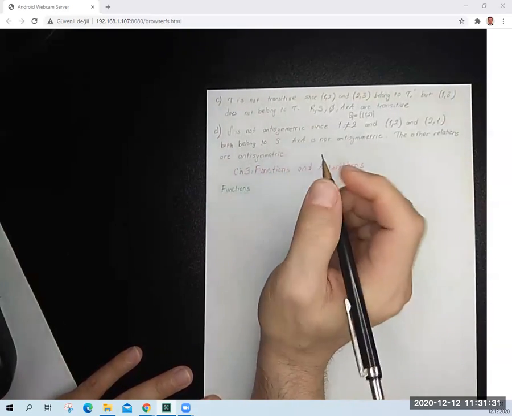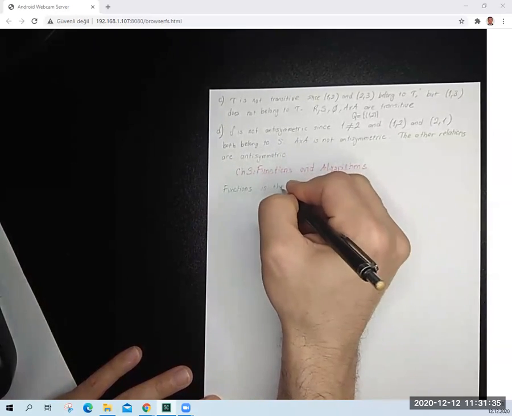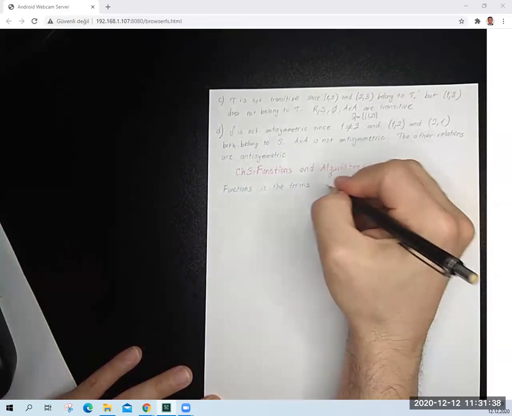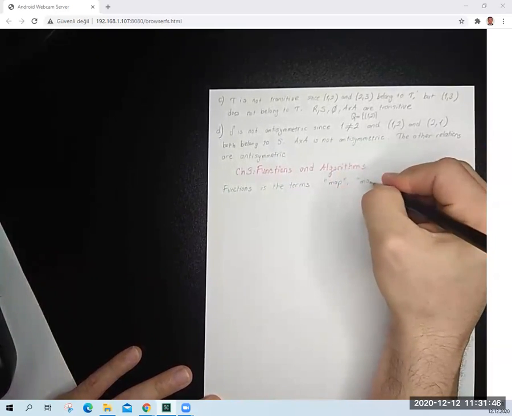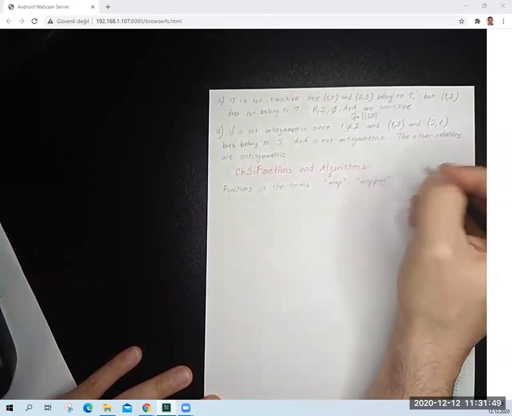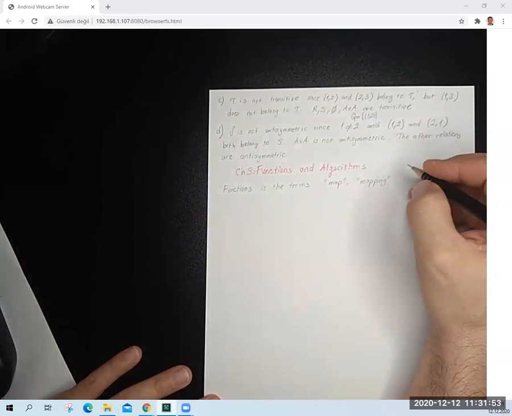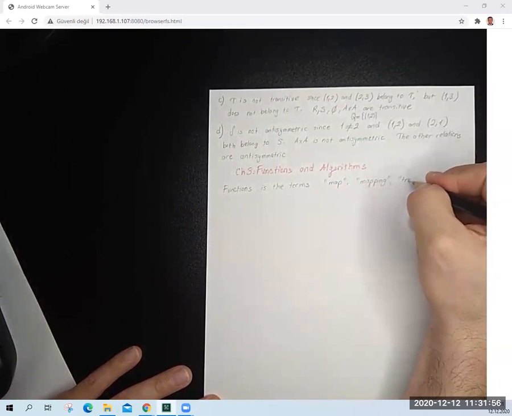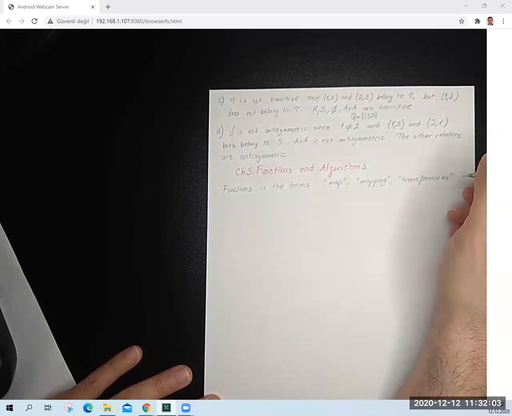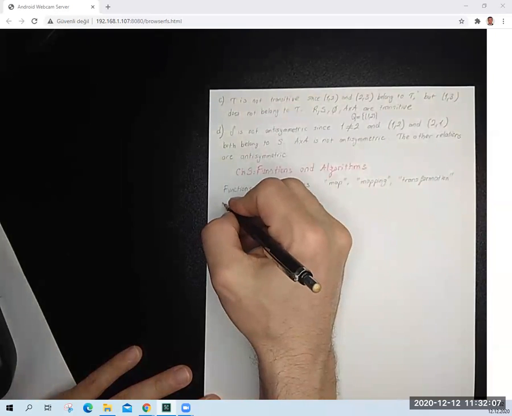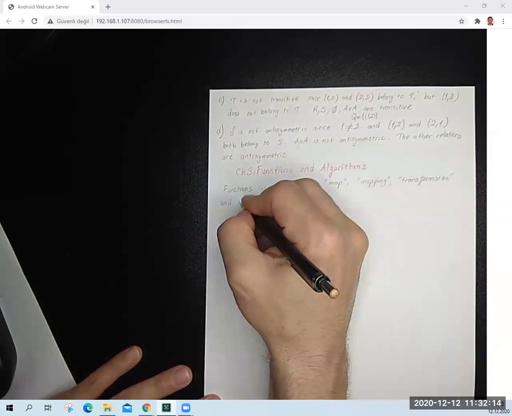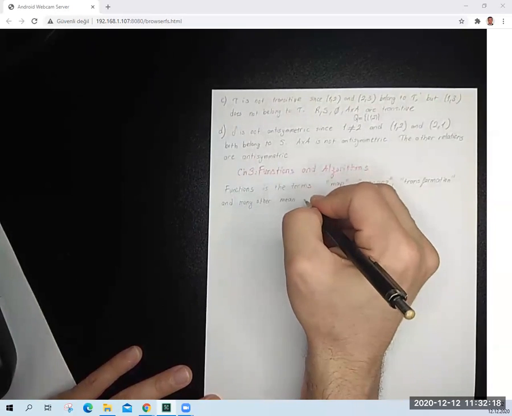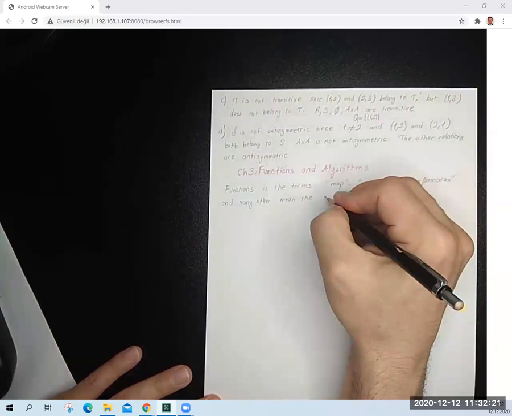Okay, let's write something. The terms like map, also mapping. Sometimes you can look at it as a mapping, or a transformation, a transformation from somewhere to somewhere. You can use many other words, but they mean the same thing.